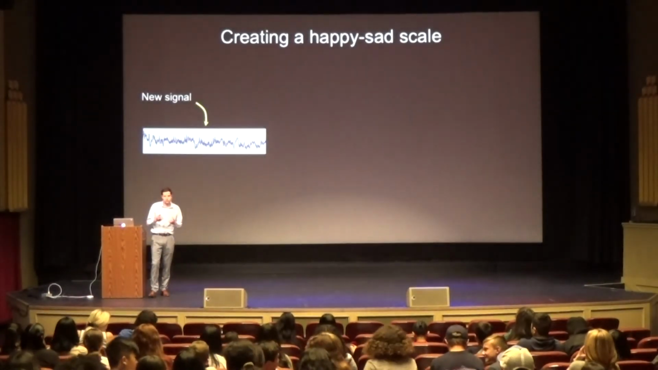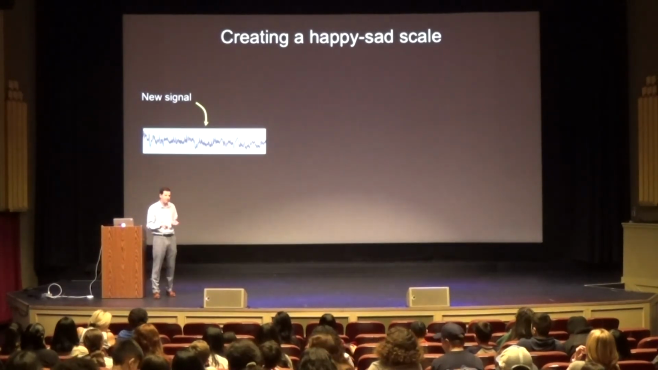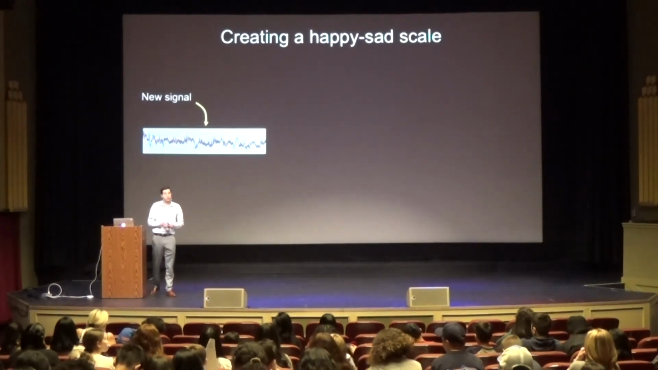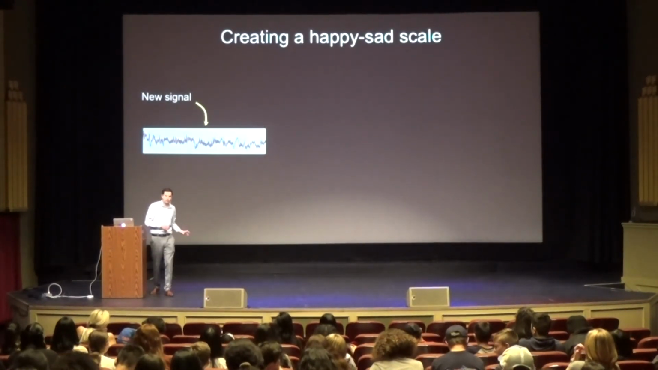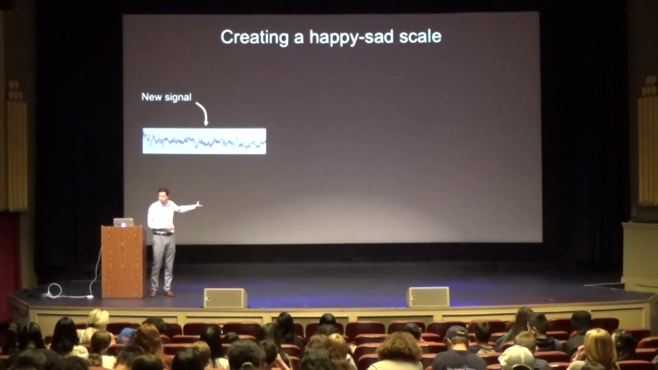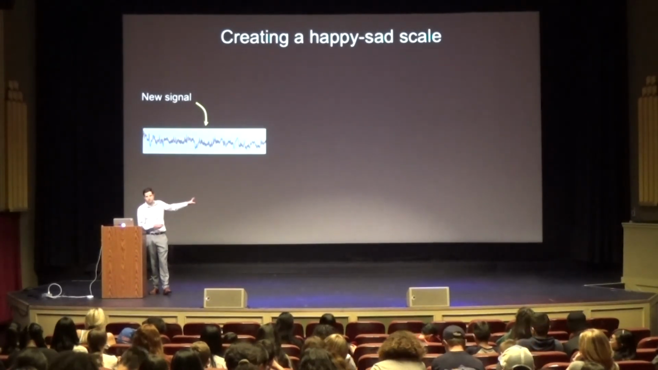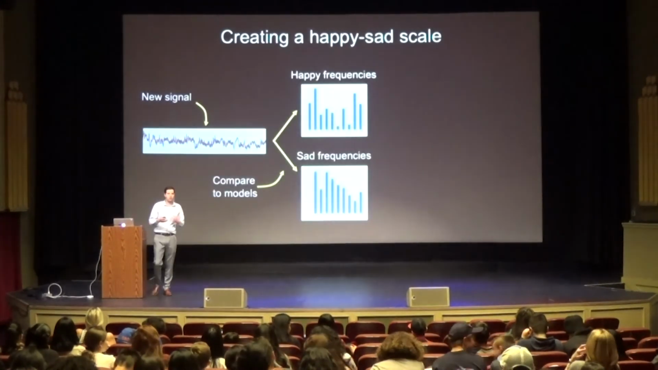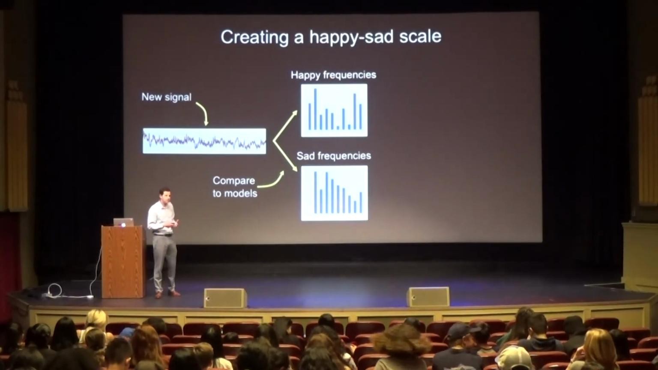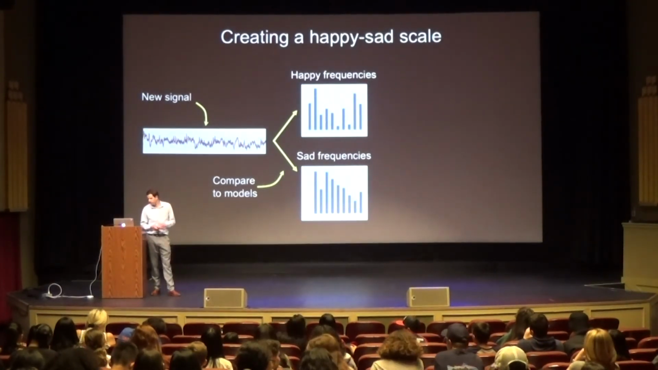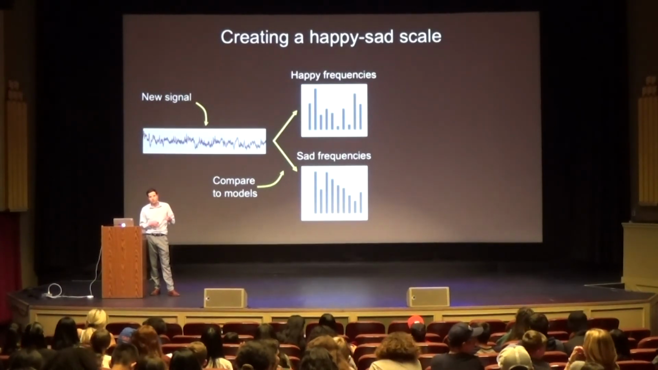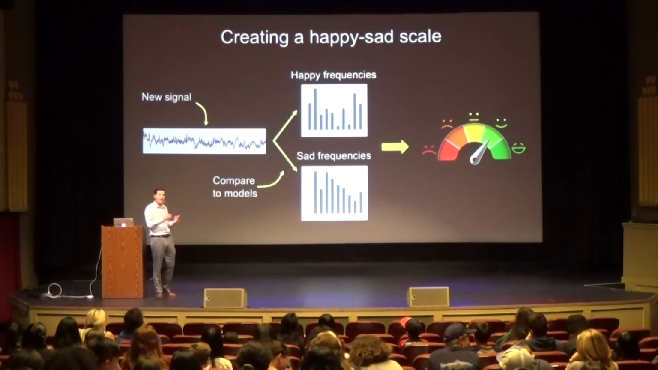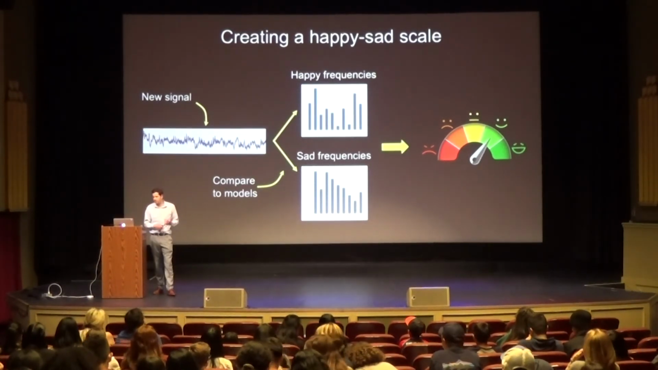We can then use those two models to create a scale. We can quantify how happy or sad the patient is on the basis of their brain signals alone. So the way we do that is we can extract a new signal, and we don't know if this particular signal is coming from a happy or a sad state. And we can compare it to our two models that were developed using other data from the same patient. After we compare this new signal to the two models, we can generate a scale in order to quantify how happy or sad this patient is.